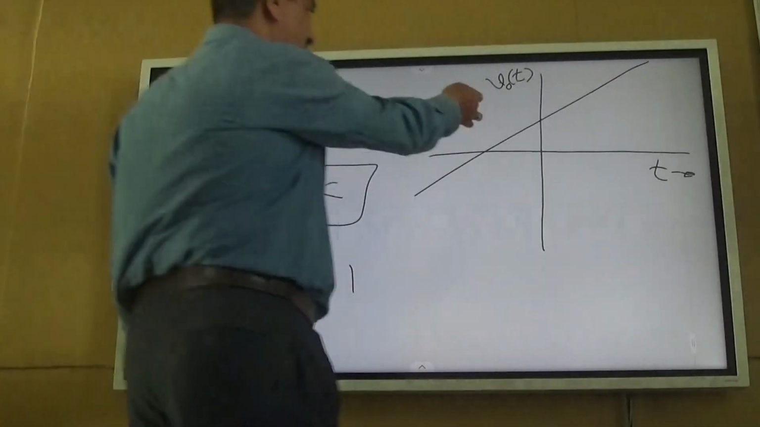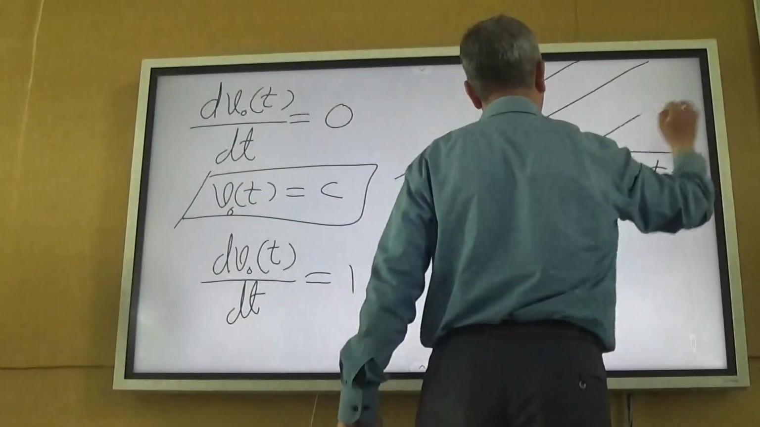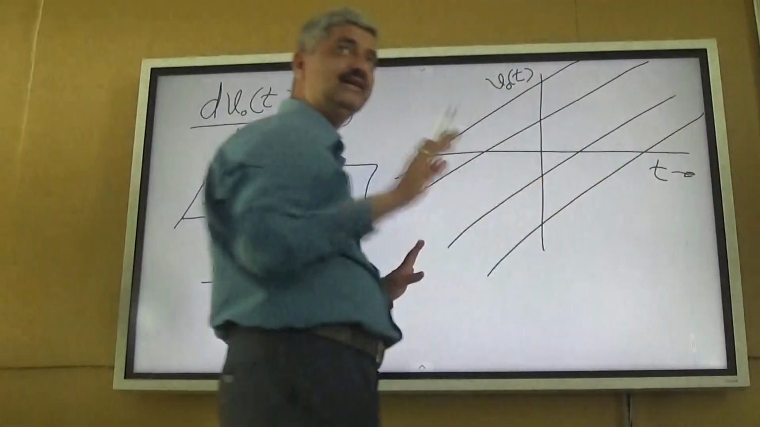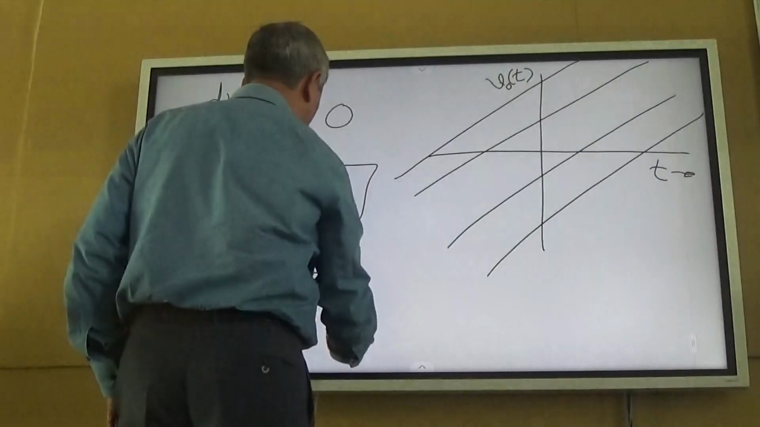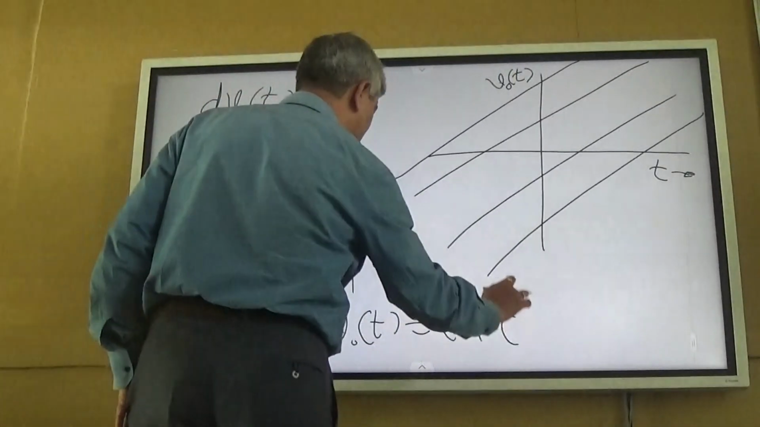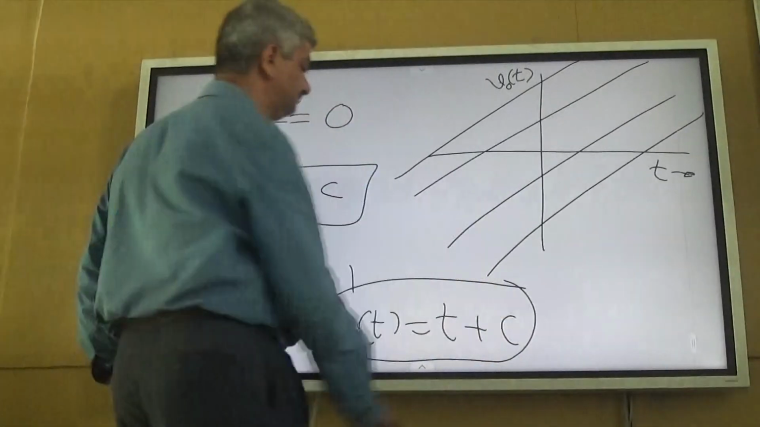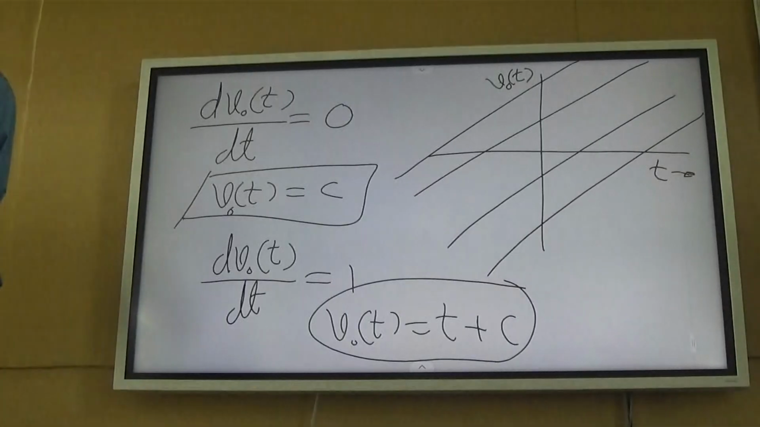So we have accidentally drawn this or this or this or this. Any line. So the solution here is VOT is equal to t plus C. VOT equal to t plus C is the solution, right? How was it derived?